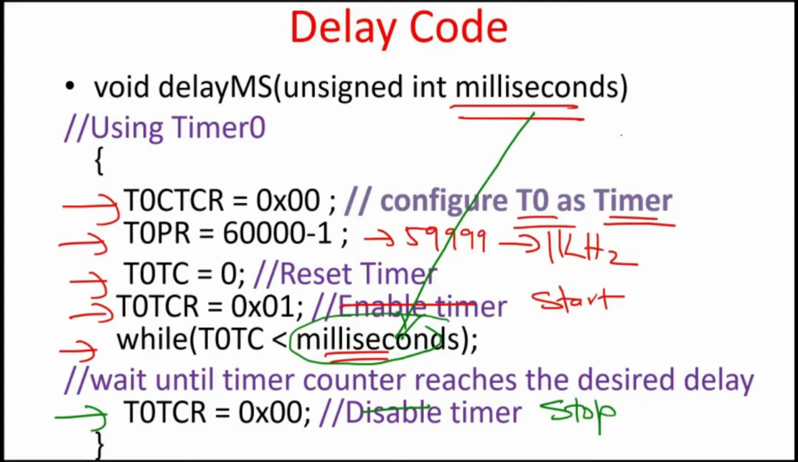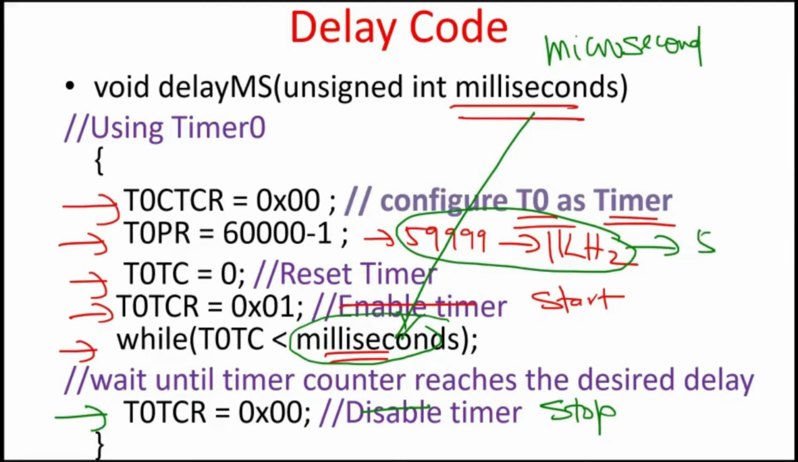We also wrote another delay program with microsecond here. The only difference is the prescaler value. Instead of 59,999, we have to load it with 59, so that the timer clock becomes 1 megahertz. That is the only difference that we made. If we have a function which can calculate millisecond delay and microsecond delay, that is good enough for you to perform any delay applications. That's what we saw.